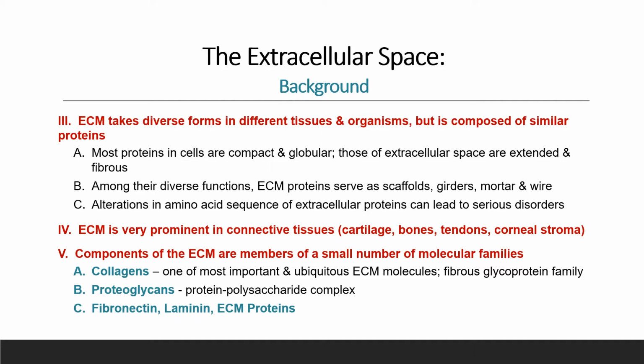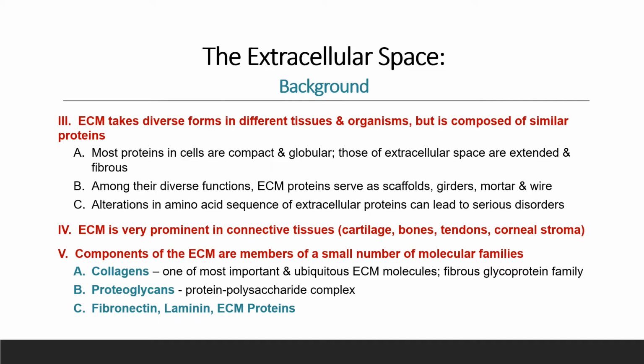And the components of the ECM are members of a small number of molecular families, like your collagens. This is one of the most important and ubiquitous ECM molecules, and they are usually a fibrous glycoprotein family. Okay, so collagen is actually the most abundant type of protein in your body. It is the major component of connective tissues and makes up several body parts like your tendons, your ligaments, skin, and your muscles.